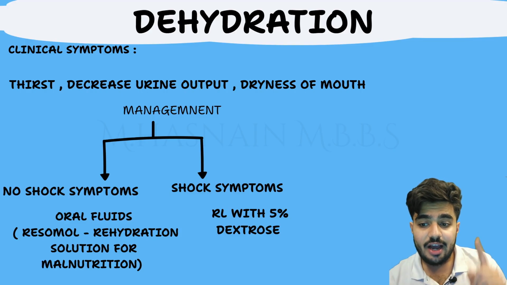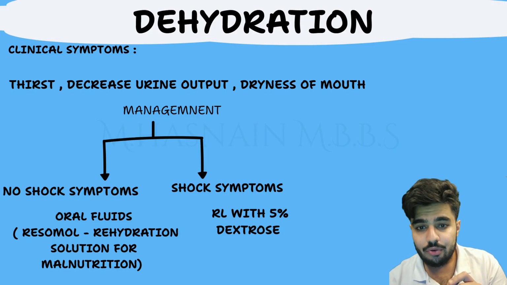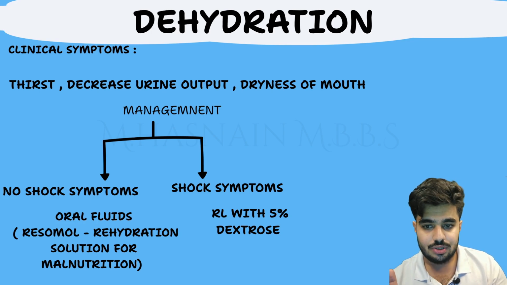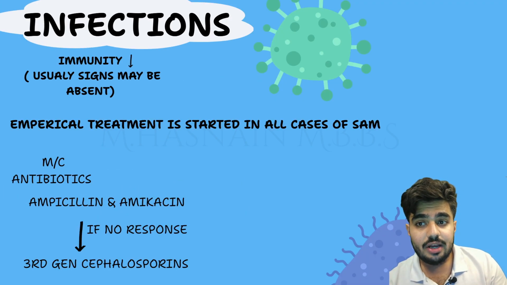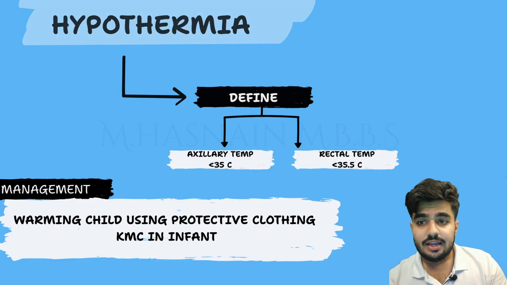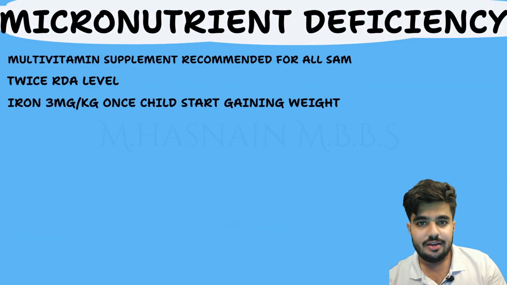ReSoMal is a rehydration solution for malnutrition. Remember, this is a separate solution which is exclusive for malnutrition. So it is very important. You need to remember each and every value of the glucose, sodium, citrate, everything about ReSoMal and WHO ORS. If there are shock symptoms, we're going to give IV Ringer's lactate with 5% dextrose. Remember, in hypoglycemia it was 10% dextrose. Wait, I'll show you again. It was 10% dextrose. In case of dehydration, it is 5% dextrose with Ringer's lactate.